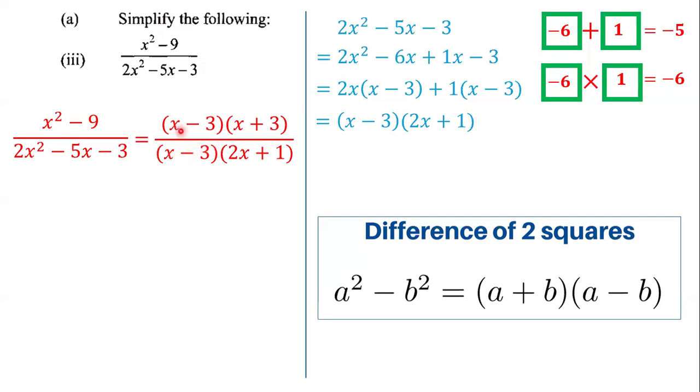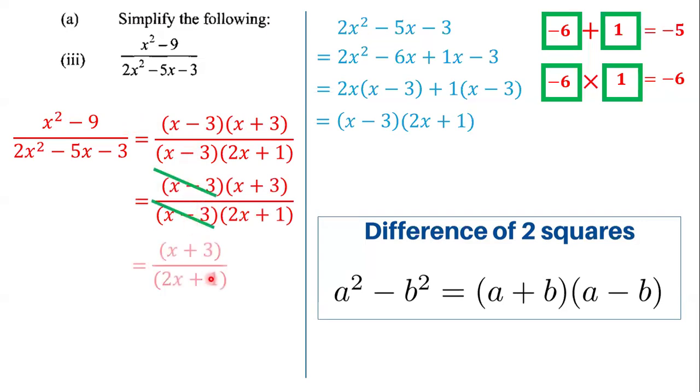And notice that we have x minus 3 here and x minus 3 here, so we can cancel out these two, x minus 3 and x minus 3. And so we are left with x plus 3 all over 2x plus 1. And this is the answer to this question. Do we have any more steps? No, we don't have any more steps. This is the answer to this question: x plus 3 all over 2x plus 1.